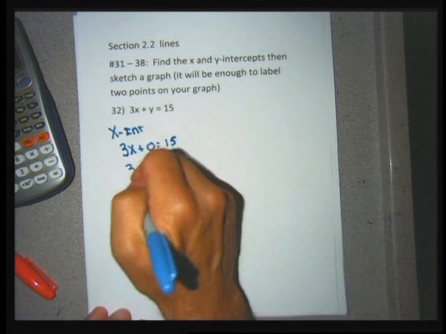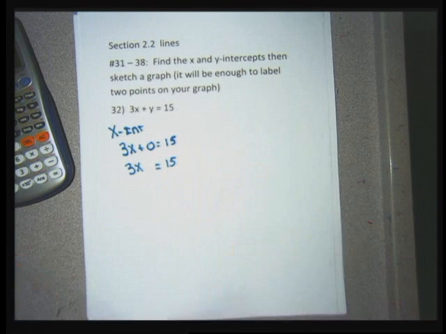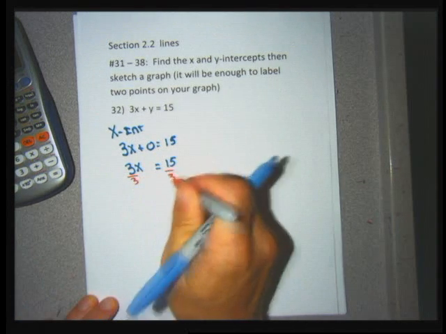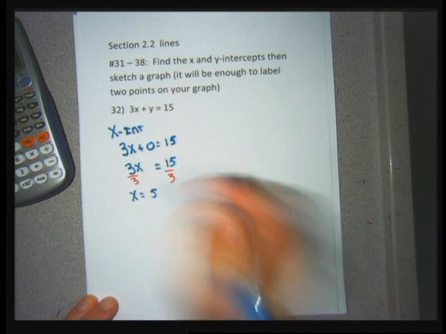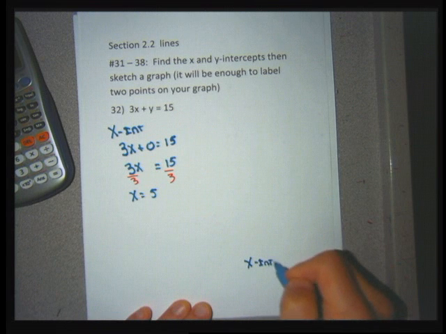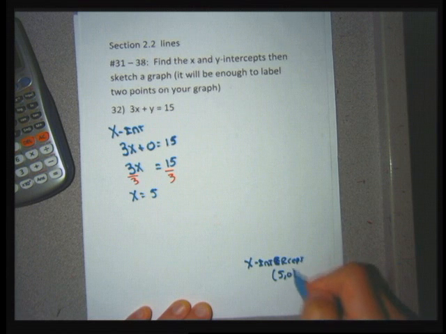So when I do that, I get 3x plus 0 equals 15. That leads me to 3x equals 15. That's going to give me x equals 5. So technically, the x-intercept for this graph, where this graph is going to cross the x-axis, is going to be at the point 5, 0.